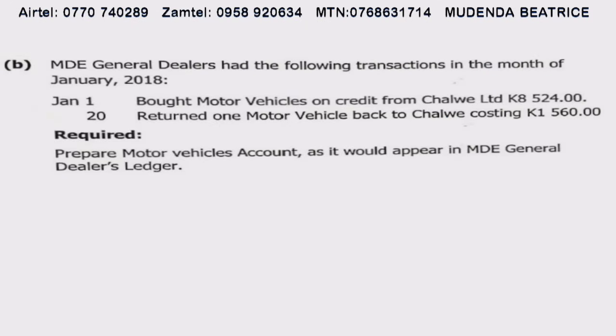Question 1B was as follows. MDE General Dealers had the following transactions in the month of January 2018. On 1st January, bought motor vehicles on credit from Charwe Limited, 8,524 kwacha. That was the amount he bought the vehicles on credit. That means he didn't pay for the vehicles. On 20th January, returned one motor vehicle back to Charwe, costing 1,560 kwacha.